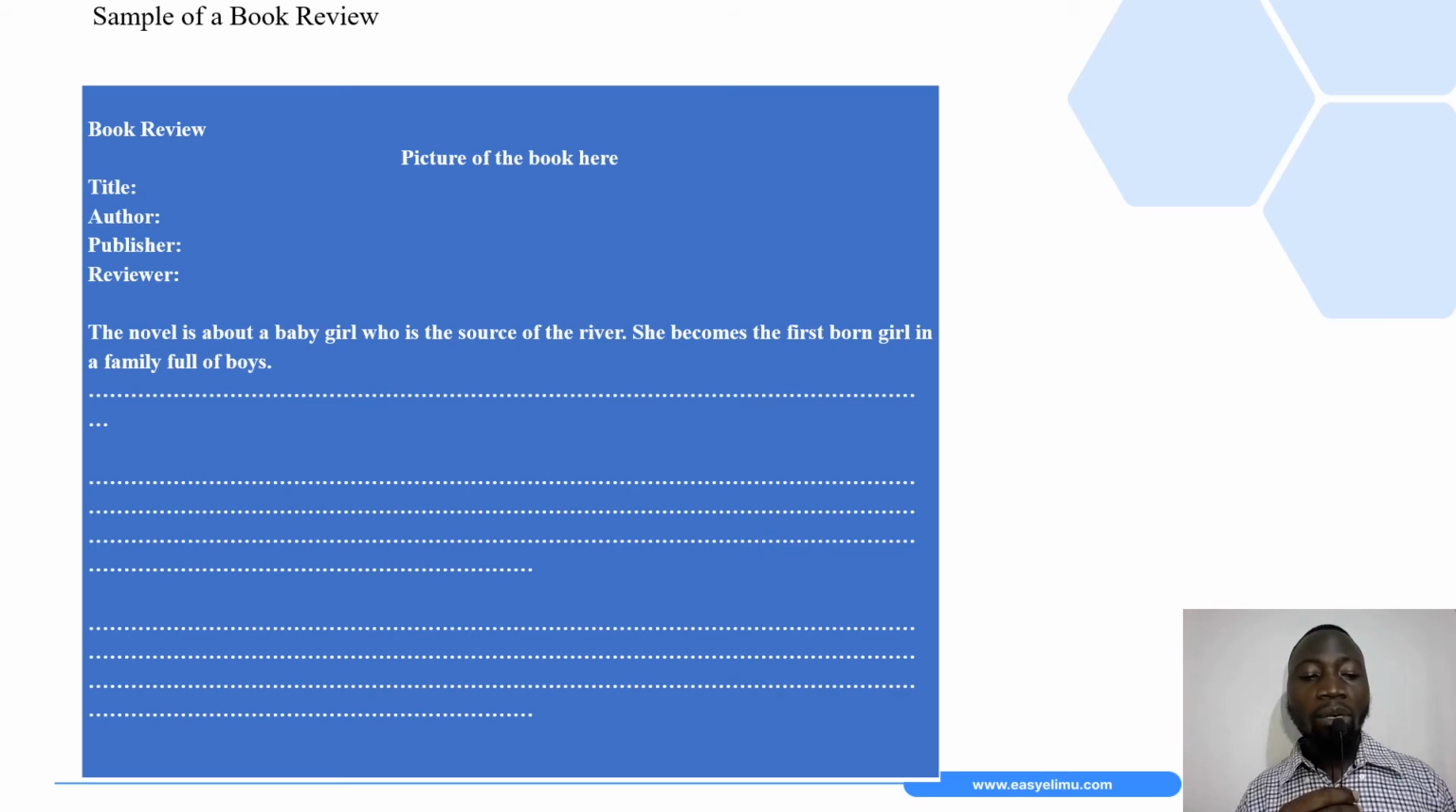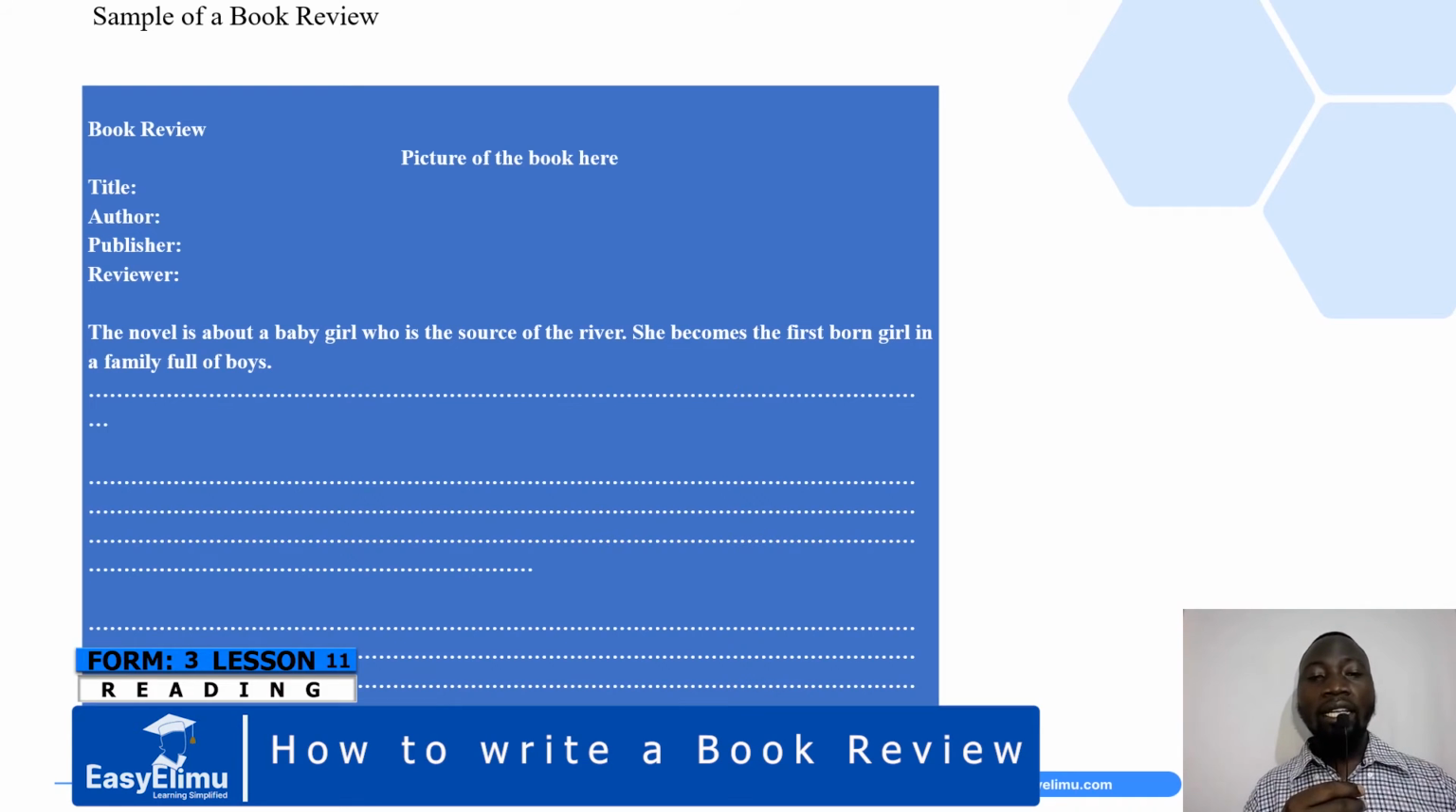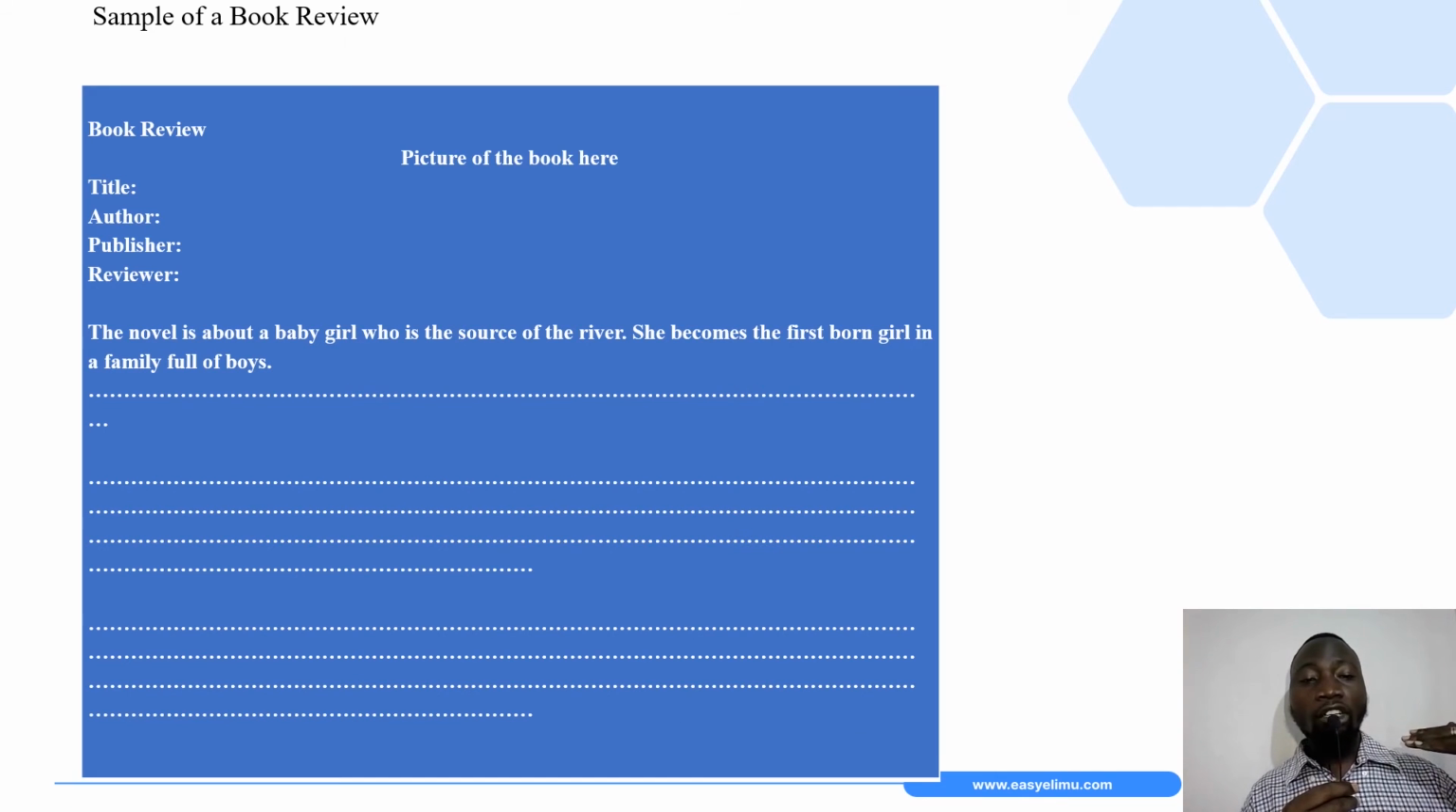So when we talk about availability, we are allowed to mention some of the bookstores or the bookshops where the book can be found. So if it is available in all the bookstores, then under availability, you just say all bookstores, and so on.